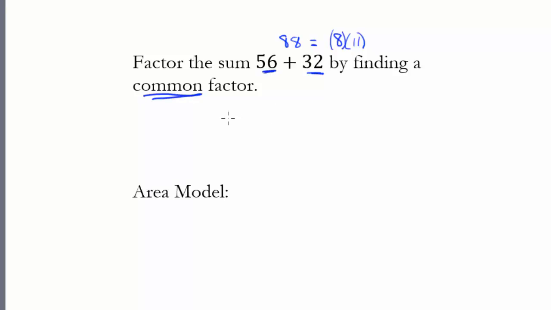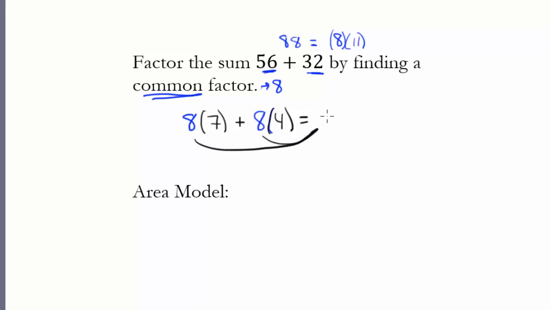So 56, well, I can write that as 8 times 7, okay, because we know our multiplication table is pretty easy. And 32, well, I can write that as 8 times 4. And we see that each of these two numbers has a common factor of 8. Okay, so this is the common factor. And if they each have this common factor, I can pull it out of each term. I can take that 8 and pull it out.